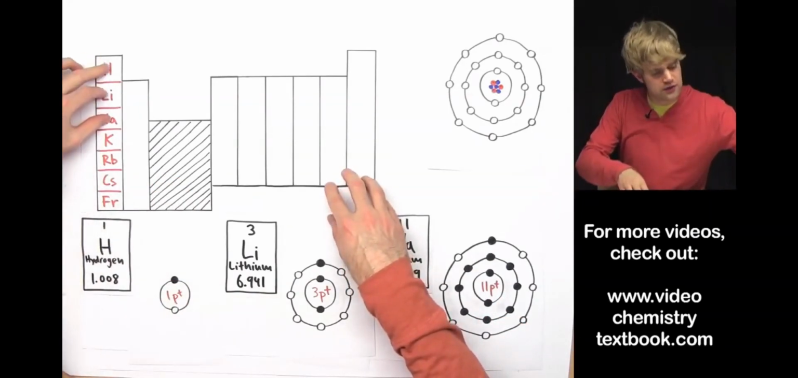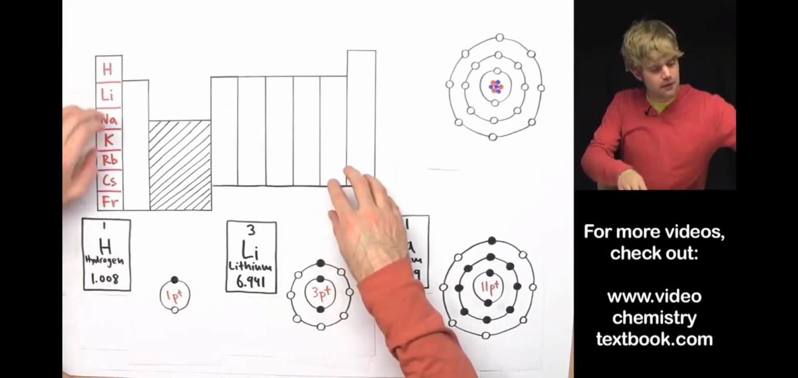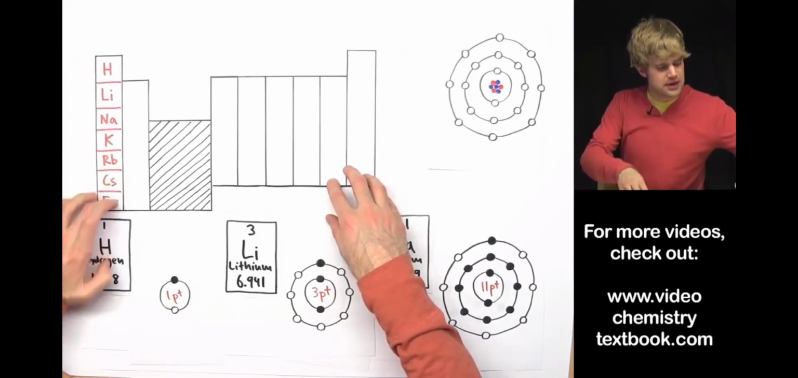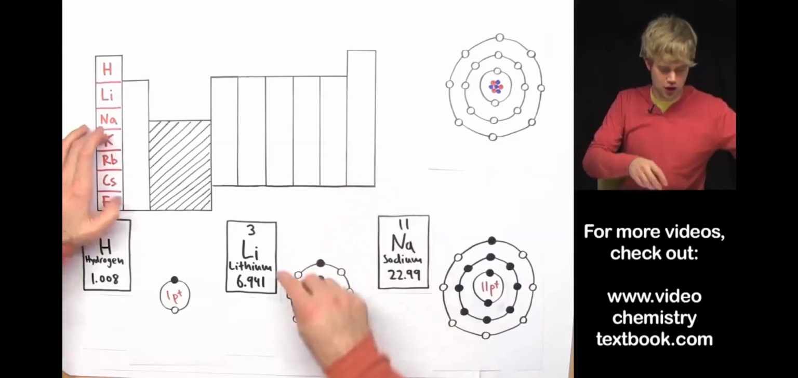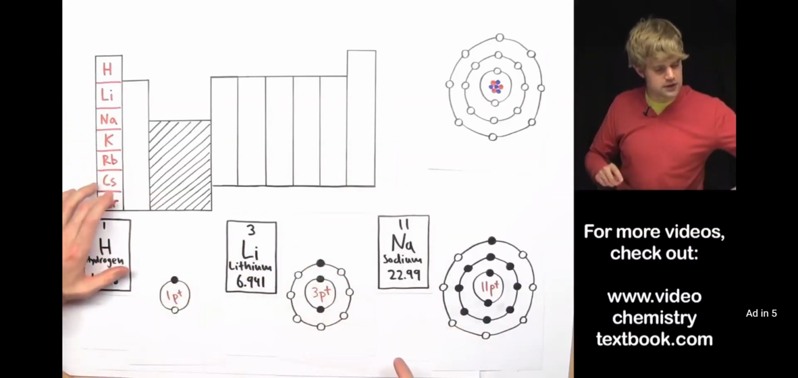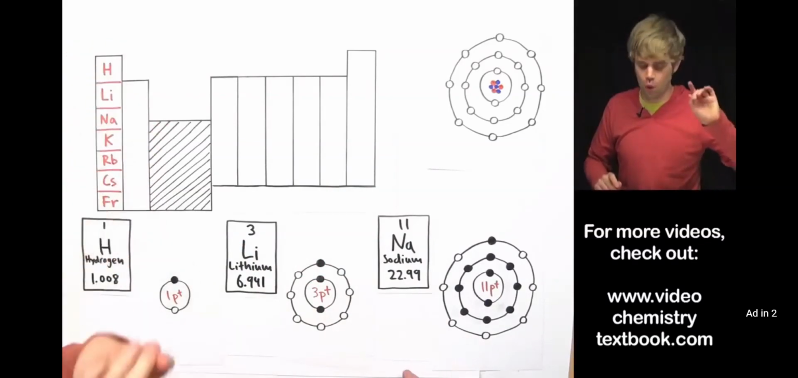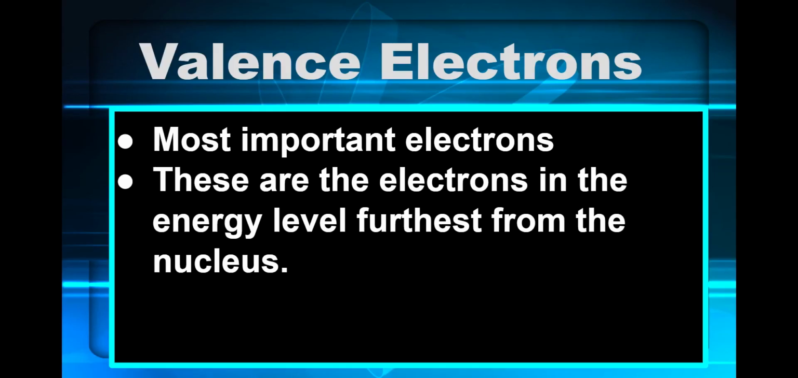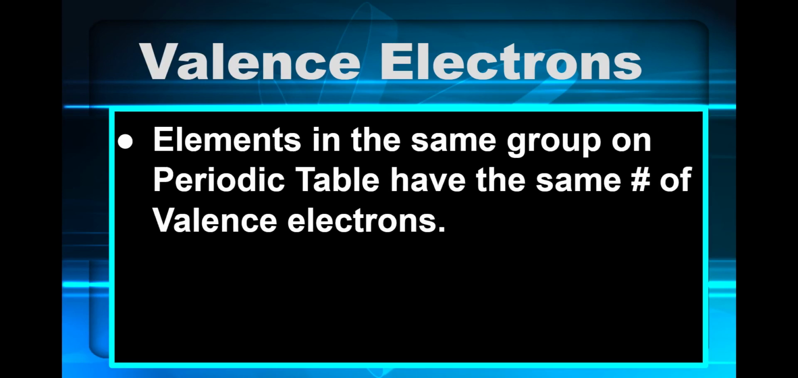That's true, not just for these first 3 atoms, but for every one of the atoms that's in this first column in the periodic table. I didn't want to do the electron structures for all of these others, but just trust me that they all have one valence electron. Valence electrons are the most important electrons in an atom. These are the electrons that are in the energy level furthest from the nucleus. Elements in the same group on the periodic table, the same vertical up and down group, will have the same number of valence electrons.